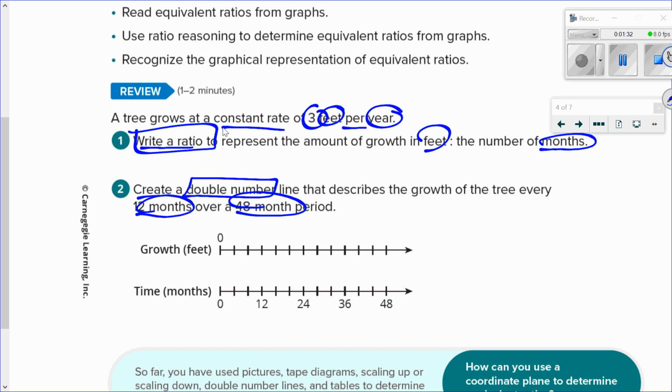I'll give you guys about 3 minutes to knock these 2 out. Guys, quiet down.